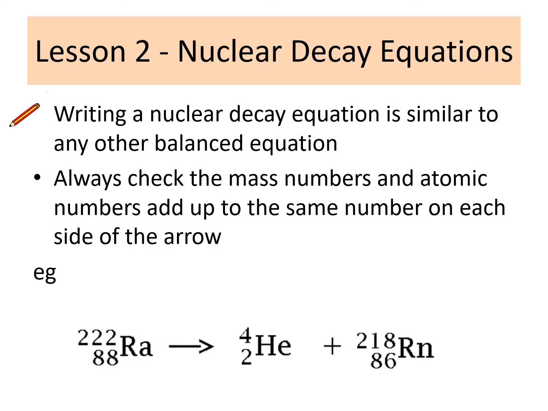Just always remember that writing nuclear equations is quite similar to writing any other balanced equation, where the mass number and the atomic numbers must be balanced on both sides of the arrow. Okay, given this example here, you see the radium on the left hand side has got an atomic number 88. On the right hand side of that arrow, the alpha particle atomic number 2 plus 86 for the radon equals 88, so it's balanced. Same as the mass numbers. 218 plus your 4 is equal to 222, same as your radium.